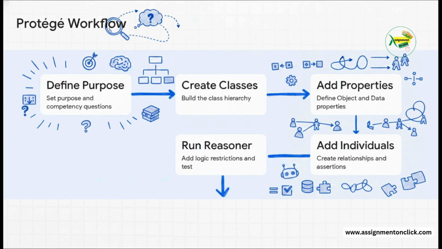First, you define your purpose and the questions your ontology needs to answer. Second, you visually build your classes and that hierarchy. Third, you add your object and data properties. Fourth, you create your specific individuals and assert their relationships. And finally, you add logical restrictions and run the reasoner.